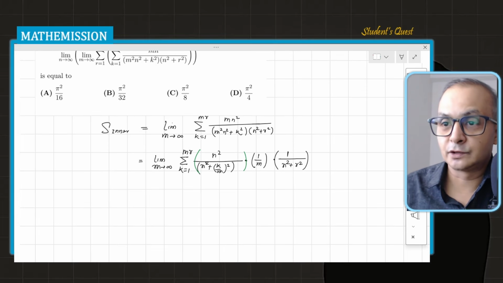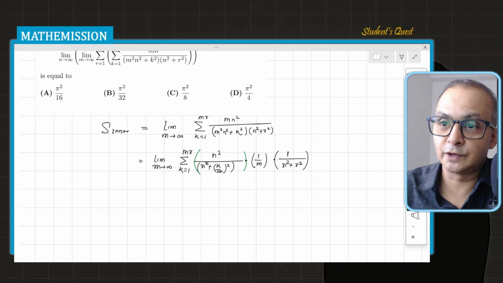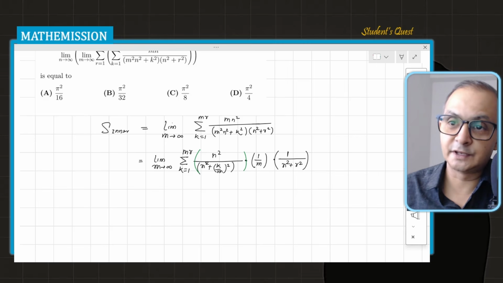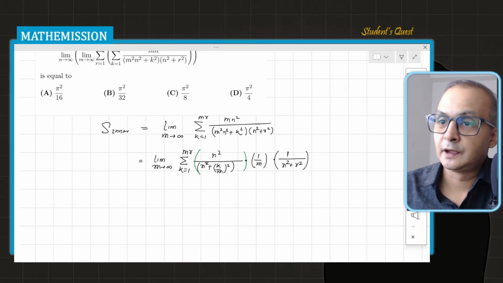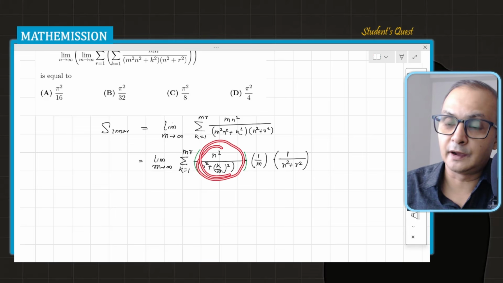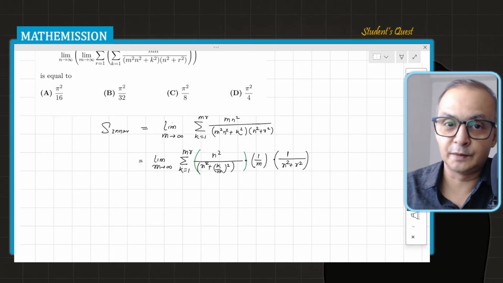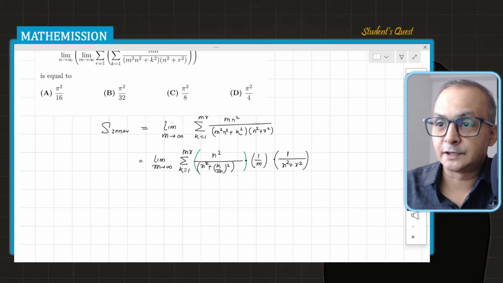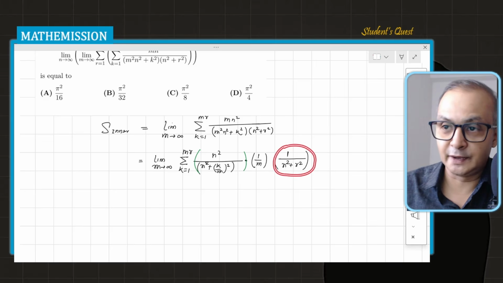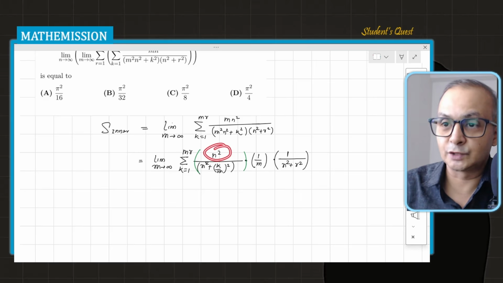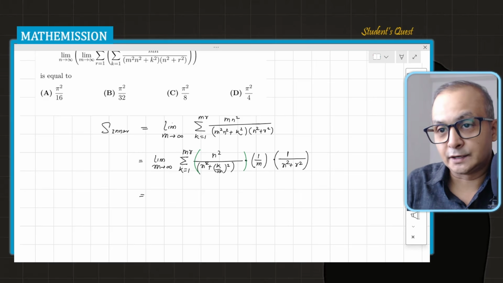Now try to visualize the whole scenario, that when k goes from 1 to mr and this m is in the denominator, it's acting like n because m is approaching towards infinity. So this is going to be a function of x when I replace k by m with x, and this 1 by m is the place value of 1 by n when we try to transform the sum of limit into the definite integration. And this 1 by n square plus r square is not a disturbing element, so we can take it out with n square also. So let me just take it out, then it will be more clear.